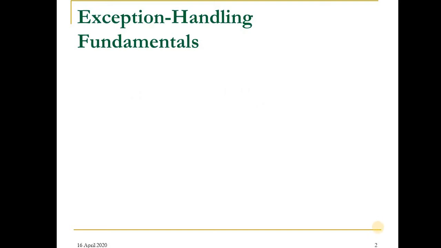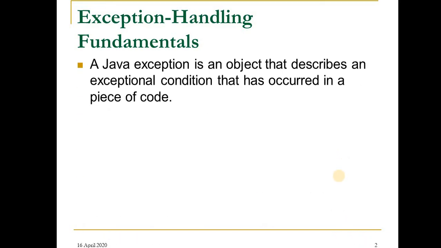First, let us understand the exception handling fundamentals. A Java exception is an object that describes an exceptional condition that has occurred in a piece of code. Okay, so some exceptional condition or some erroneous condition that occurs in a part of a code.